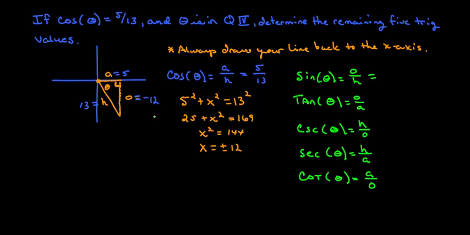And we know what all these are, so we just fill them in. So O is negative 12, hypotenuse is 13. O, again, is negative 12, adjacent, A is 5. Hypotenuse is 13, O is negative 12, hypotenuse is 13, adjacent, positive 5, and cotangent is the flip, so this is 5 over negative 12. That's it. That's all you got to do.